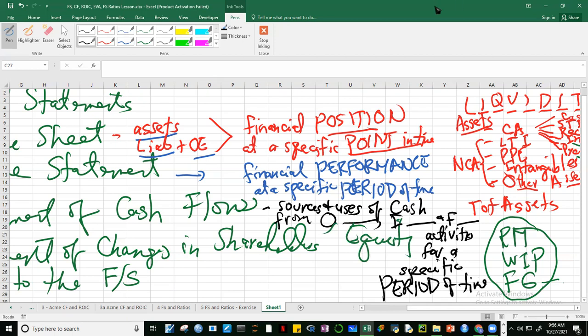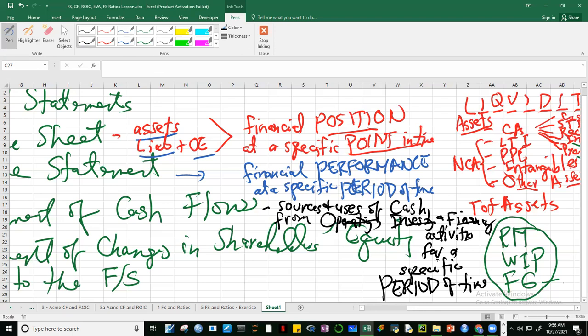Okay, Robert, again, please. So it tells us the operating sources. Okay, operating, investing and financing activities. Correct. Thank you so much, Robert. So you're correct. This is from operating, investing, and financing activities for a specific period of time.